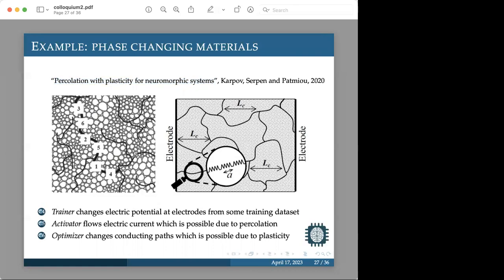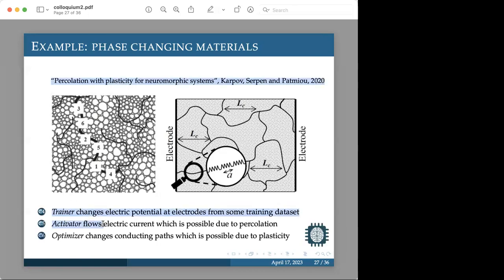As I said, this is not a perfect system, but it's a good example to illustrate how it may be possible. What happens here is we have a trainer that changes electric potentials at the electrons from some training data set. So you have electrons, and you just stream data. Here you can have only two, but you can have, of course, a lot more. And that would be how you train the material.